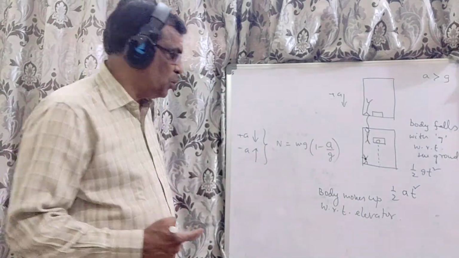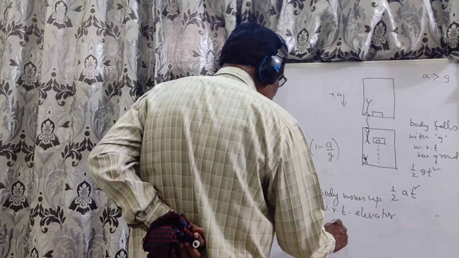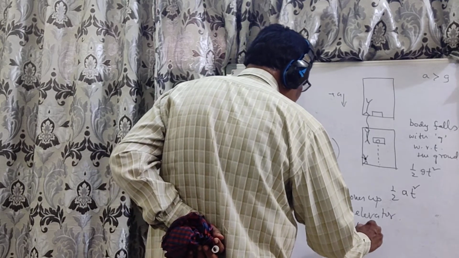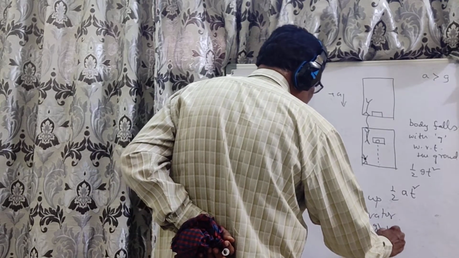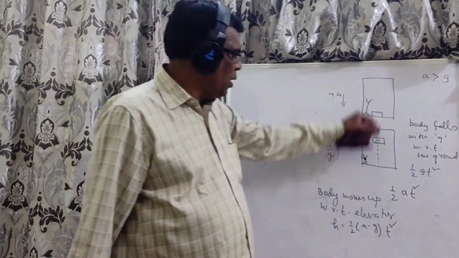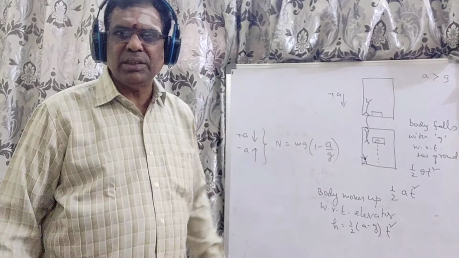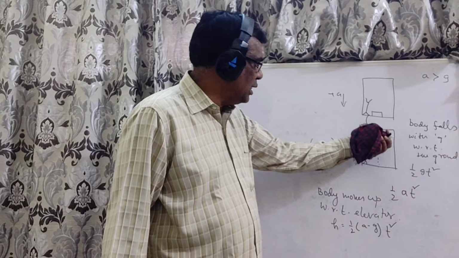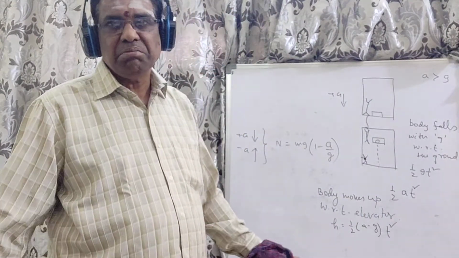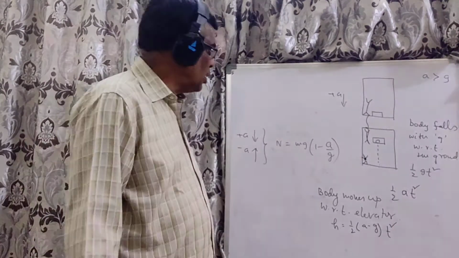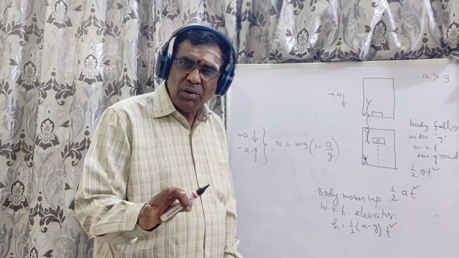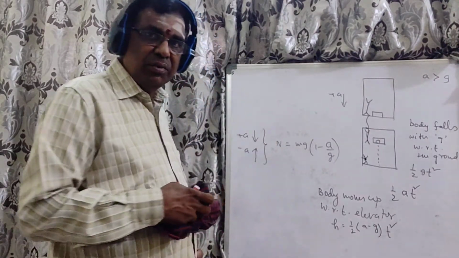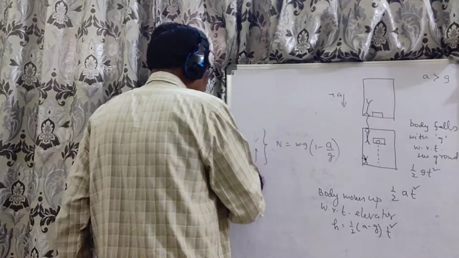So with respect to you, how much does the body move up? h is equal to half a t square minus half g t square. Very simple. That's it. This is how it goes, and then it gets stuck to the ceiling. But don't say N is negative; N will be 0 or positive. N negative has no meaning. Okay? Is this clear to you now? When you take elevators.